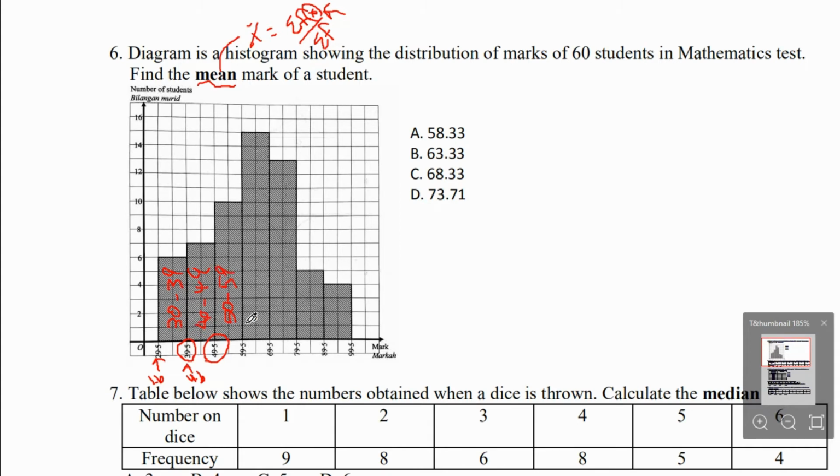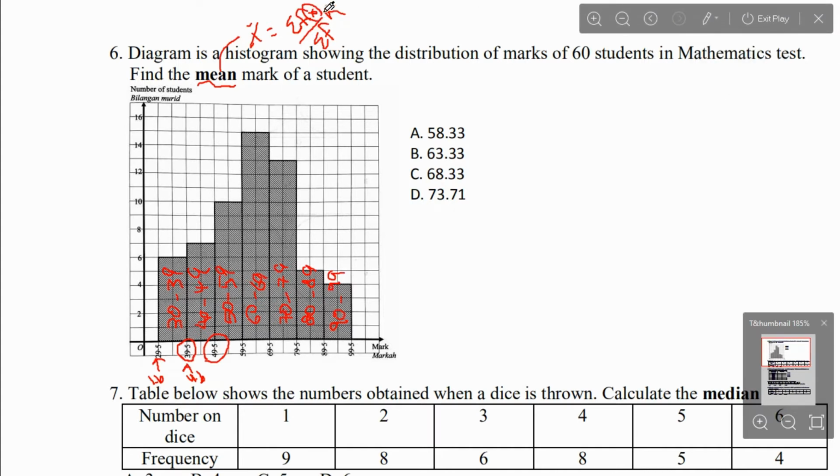Okay, so now we can see a pattern here. 30, 40, 50, so this must be 60, 70, 80, 90. 39, 49, 59, 69, 79, 89, this is 99.